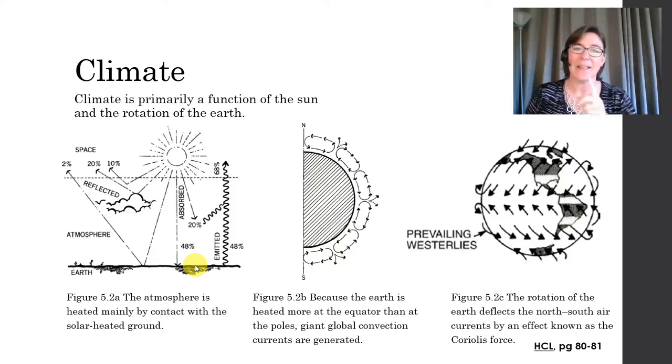Your next illustration shows you how this heat is being moved around our planet through convection. So we just talked about radiation, but heat is also transferred around our planet by convection. And finally, the rotation of the Earth has a large part to play in climate and in producing some winds.